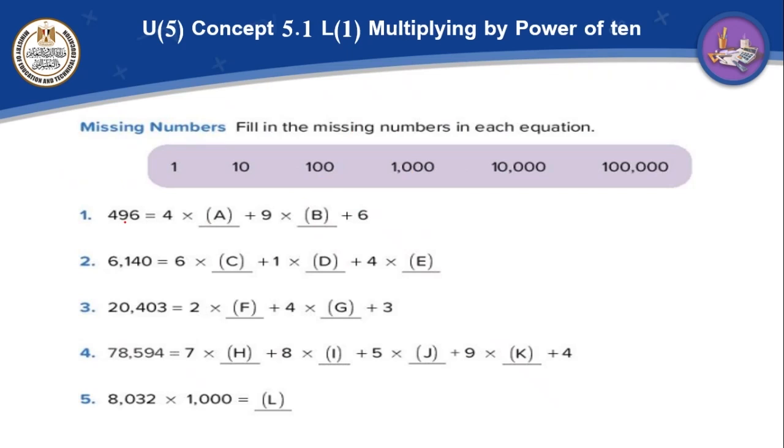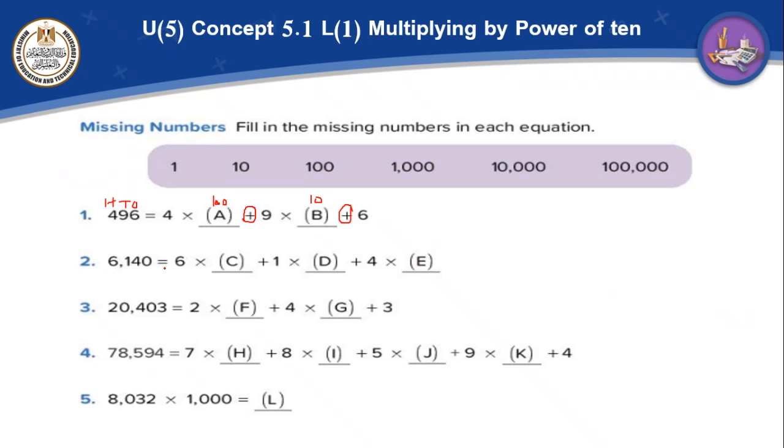Look, 496 equals 4 by what? 4 at 100. This is 1s, 10s, 100s for a whole number. So the 4 will be multiplied by A. It will be multiplied by 100. It will be 400, plus this in expanded form. 9 tenths, a 9 by B, a 9 by 10, so B equals 10. Then we continue the expanded form because expanded form contains a plus. Plus what? 6.